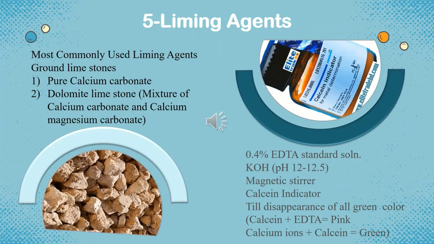Number 5 are liming agents. The most common material used for liming soils is brown limestone. These range from pure calcium carbonate to mixtures of calcium carbonate and calcium magnesium carbonate, which are dolomite limestones. For this, standard EDTA is used as titrant, and a buffer is used to maintain alkaline pH, and then a magnetic stirrer is used to keep the solution homogenized. Calcium indicator can be used and titration is performed till all the green color has vanished and changed into pink.